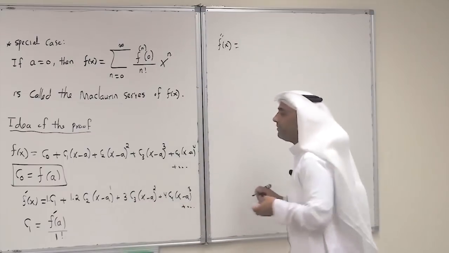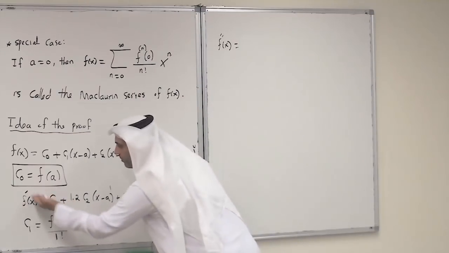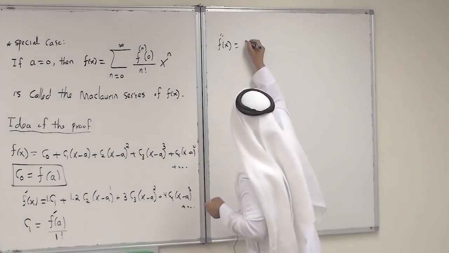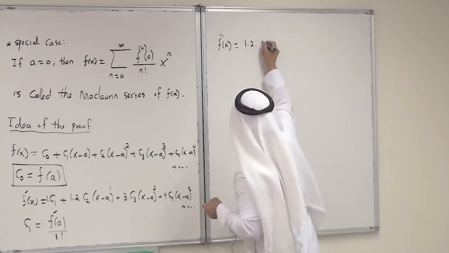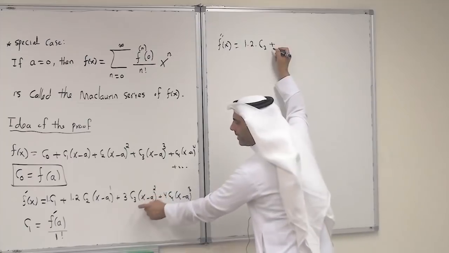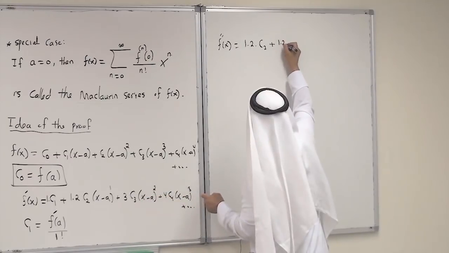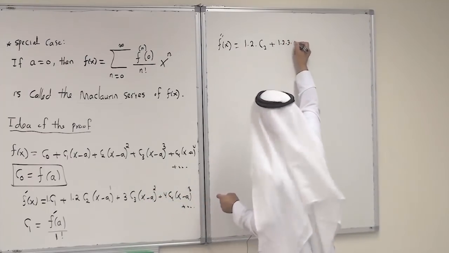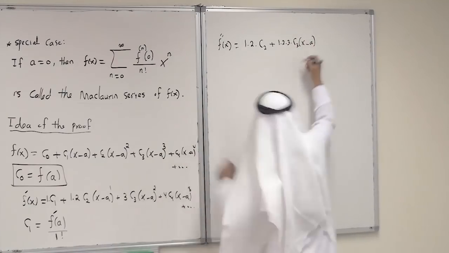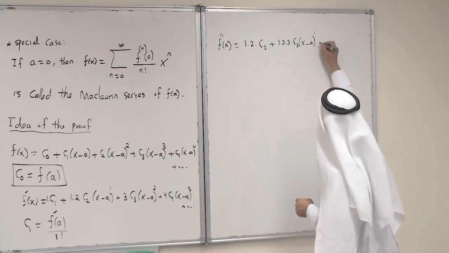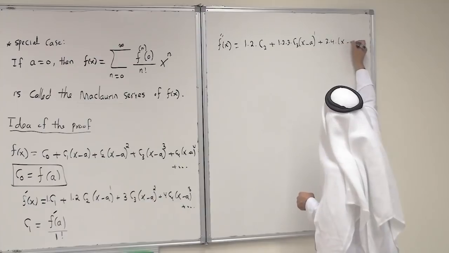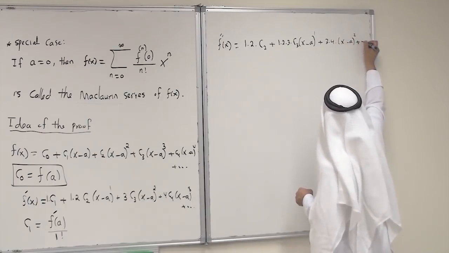The second derivative, the first term also is constant in the f prime, so it will disappear. Then what we have here is just 1 times 2 times C2 plus the next item, which will be 1 times 2 times 3 times C3 times x minus a. That is to the power 2, so it will be to the power 1. Plus, that is 3 times 4 times x minus a to the power 2 plus, etc.